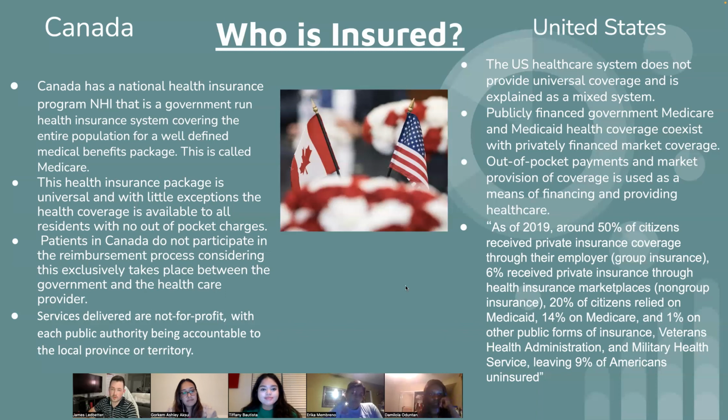Through one of our journal articles, an excerpt as of 2019, around 50% of citizens received private insurance coverage through their employer, group insurance. 6% received private insurance through health insurance marketplaces, non-group insurance. 20% of citizens relied on Medicaid, 14% on Medicare, and 1% on other public forms of insurance, Veterans Health Administration and Military Health Service, leaving 9% of Americans uninsured.